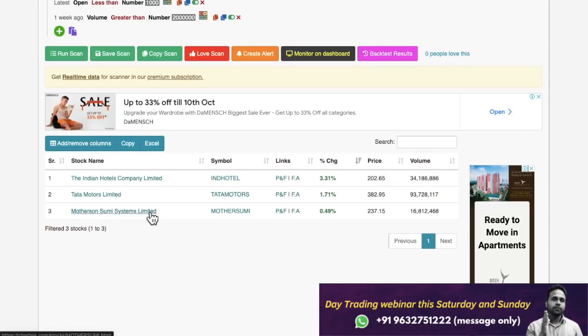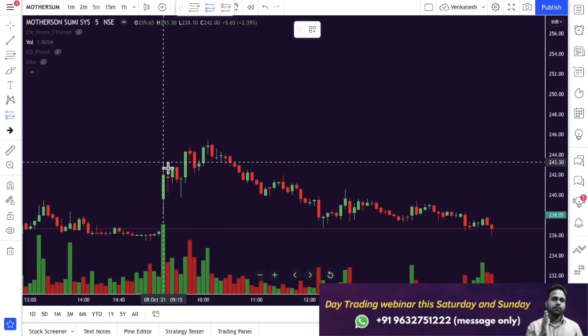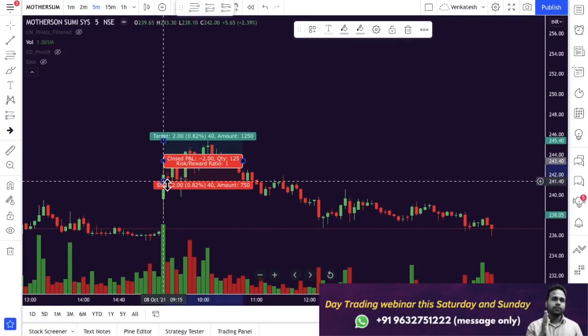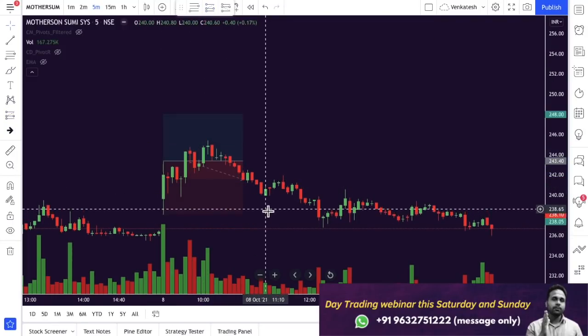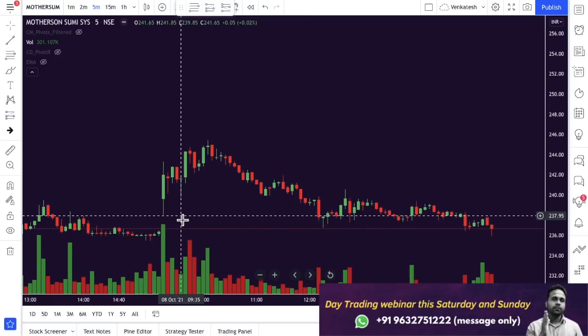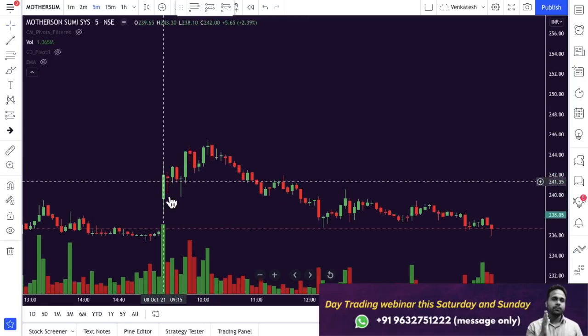And what about Motherson Sumi? Now on this day, if you had entered above this, stop loss below this, it hit your stop loss. Try avoiding the trade when there are huge wicks like this.